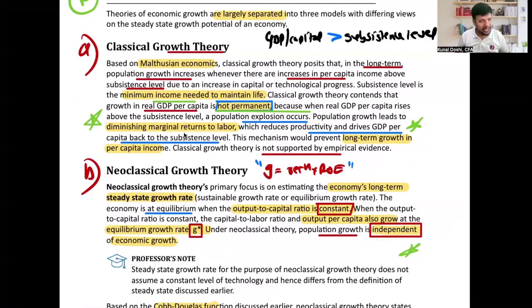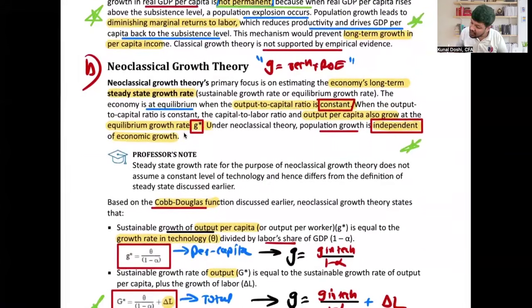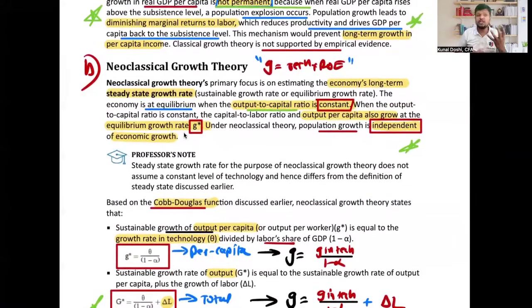On the other end, neoclassical growth theory is actually in opposition to the classical growth theory. Here, the primary focus is on the economy's long-term steady growth rate. And when output to capital ratio is constant, what is the important thing? Here, the population growth is independent of economic growth. So, unlike the classical growth theory, where they say population growth will happen with high growth and that will take away all your advantage of high growth, neoclassical theory does not consider population as a factor here.